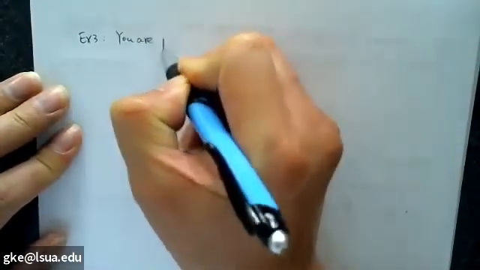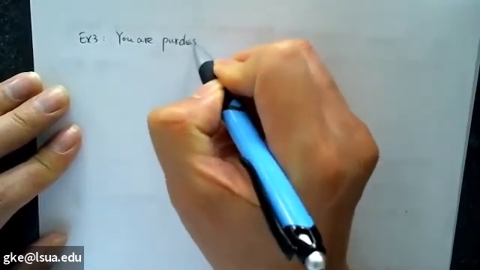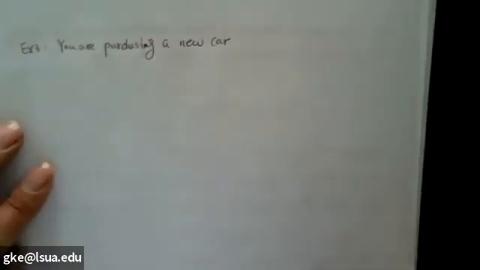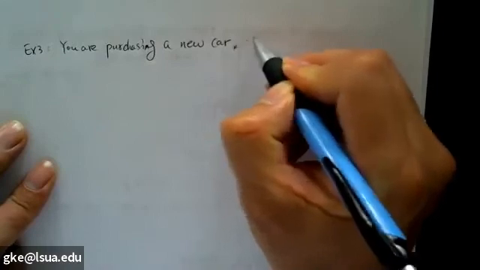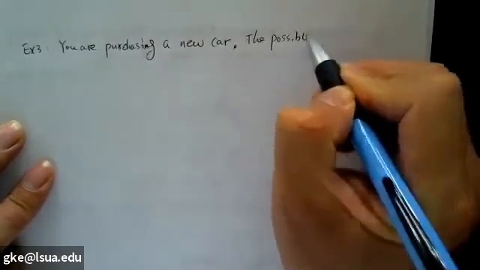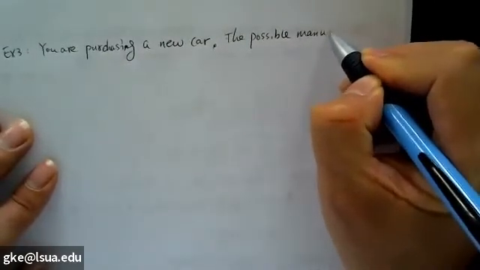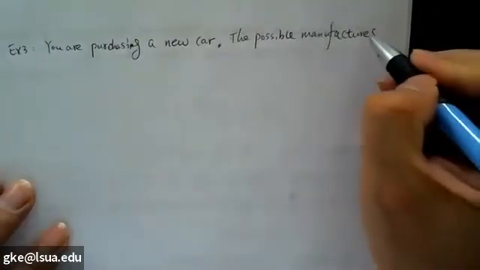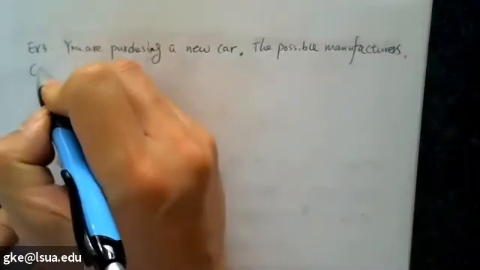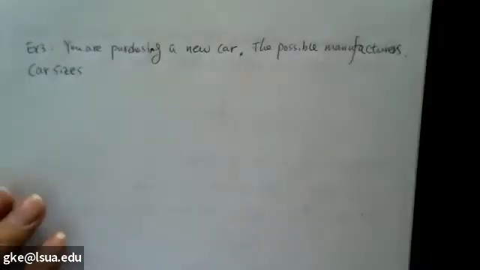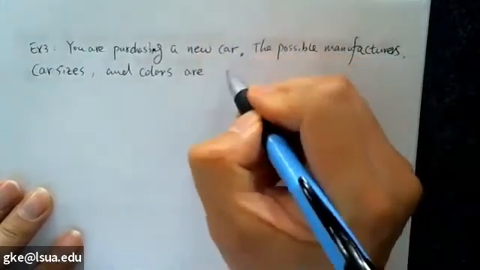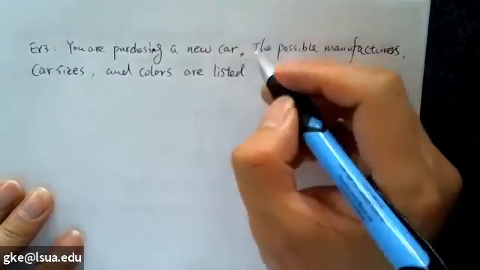You are purchasing a new car, the possible manufacturer, car sizes and colors are listed in the table.